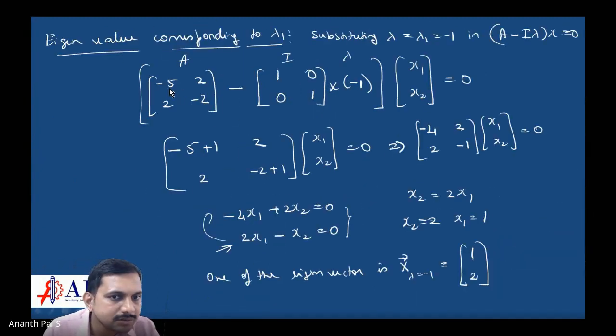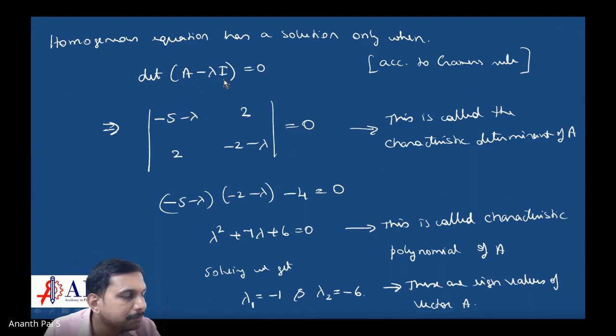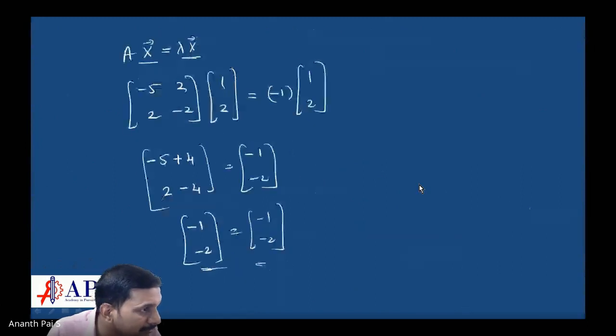What is this? A minus lambda I. Lambda is the value, minus I. Only the diagonal gets minus lambda I.